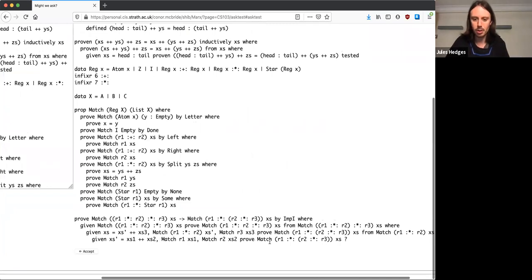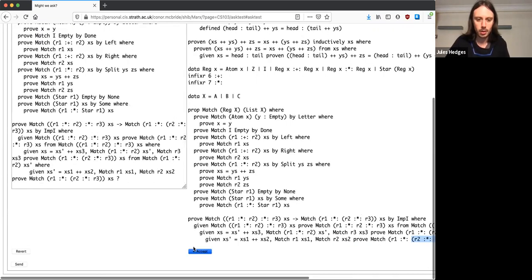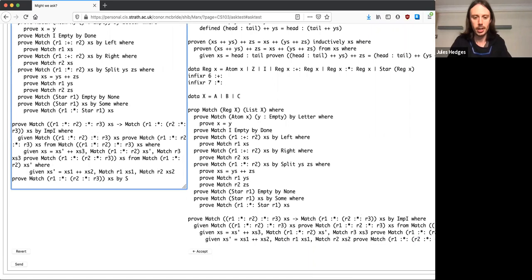So now I'm going to start working on proving this. I have to prove something involving matching of a times regex. So I can only do that by the split rule. And I know that R1 matches xs 1, and this thing matches xs 2 concatenate xs 3. So I'm going to say I split xs 1, xs 2 concatenate xs 3.